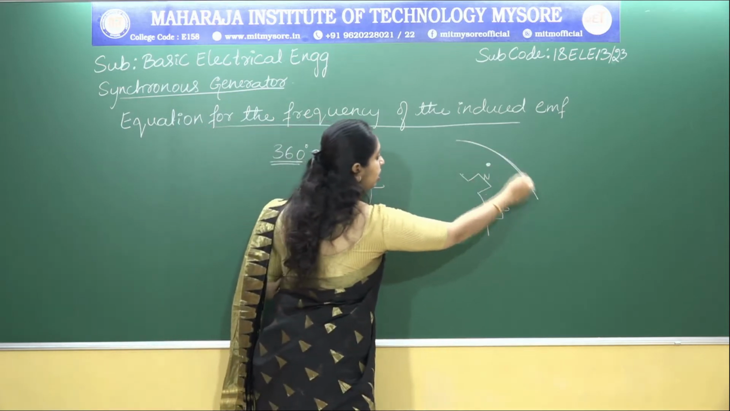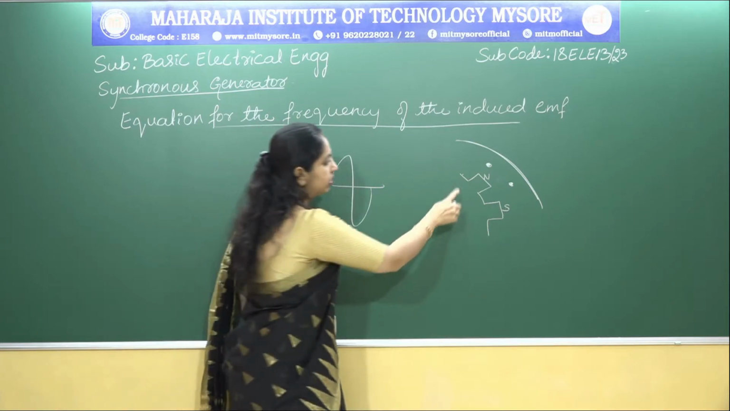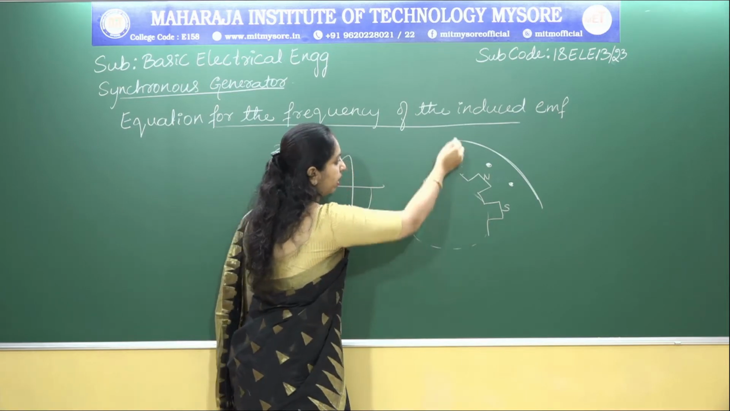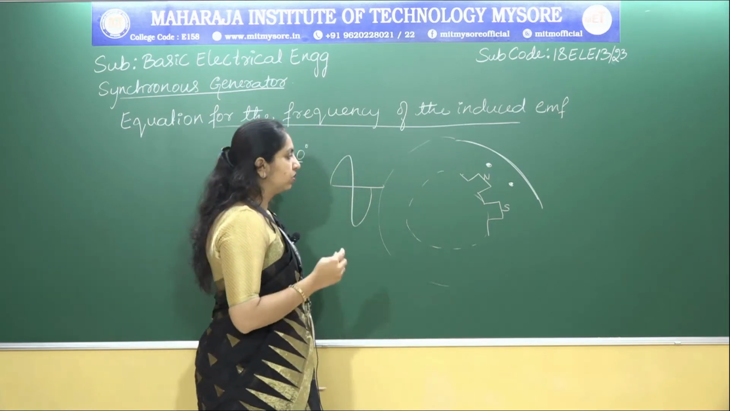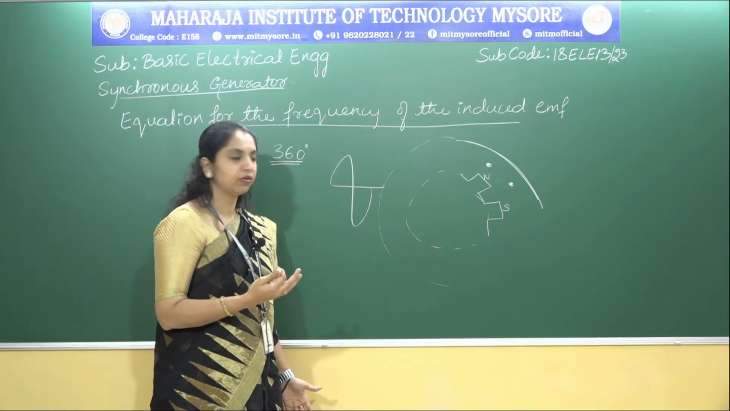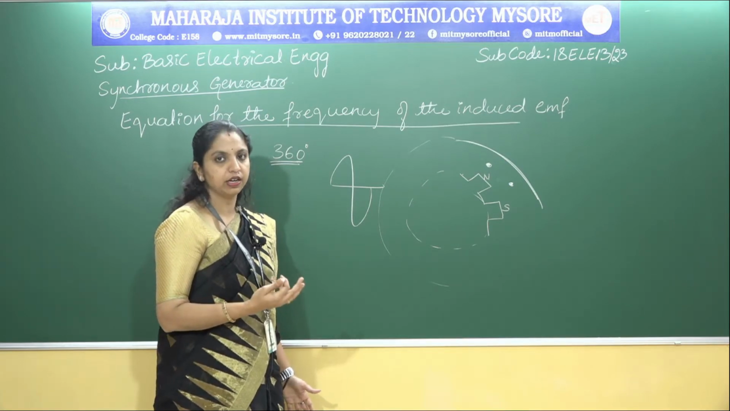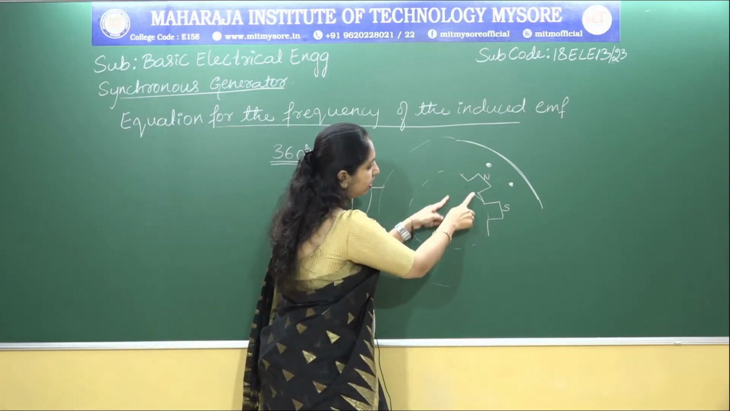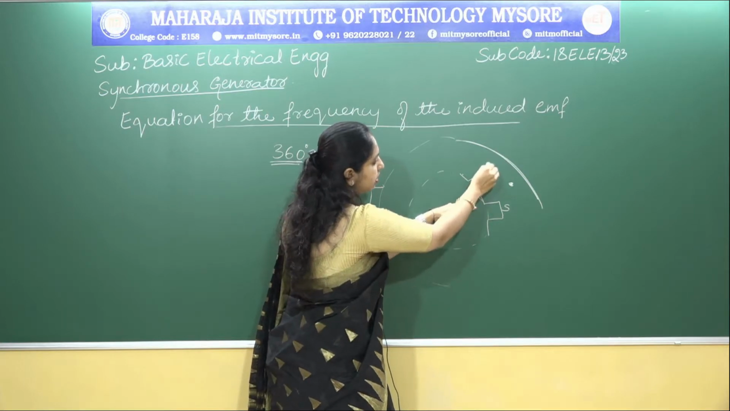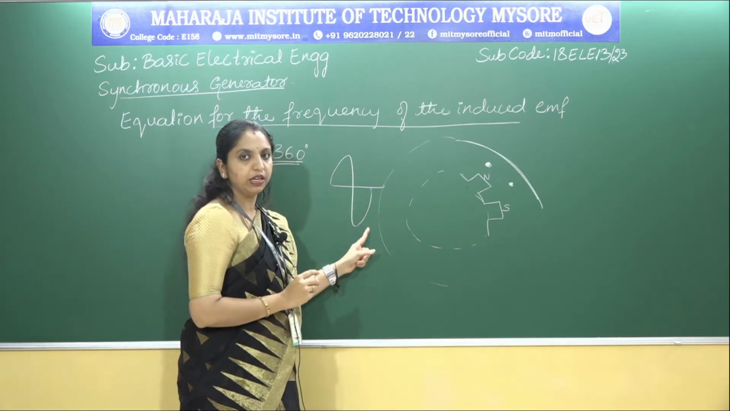You can see here that these are the conductors placed in the stator, and these are the poles in the rotor. This is the rotor part and this is the stator part. Here I have indicated that one cycle of EMF is produced when a pair of poles, north and south, passes a conductor.